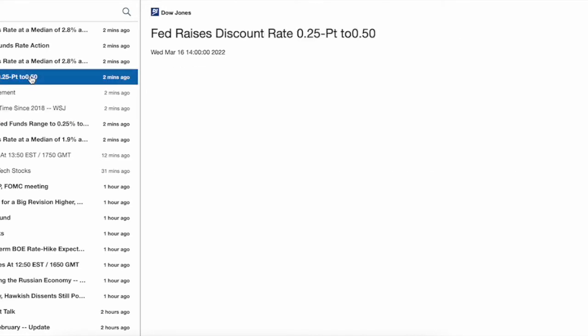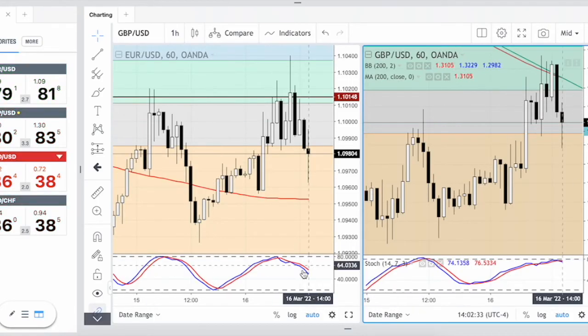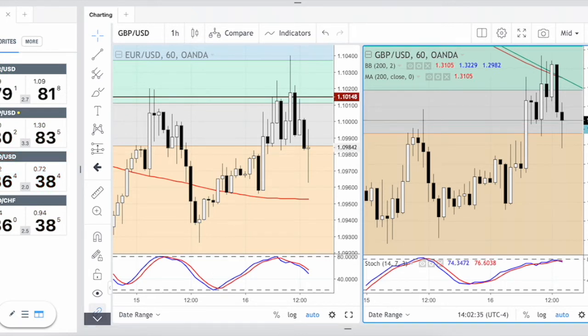Okay, there we go. It's been raised by 0.25%, from 0.25 to 50. So that's what we saw on the chart. I was half an hour late on it, but anyway, funny enough, we managed to get on. So that's why all the flurry is going on in the charts. I know it's turning into a slightly longer video, but let's see what happens.